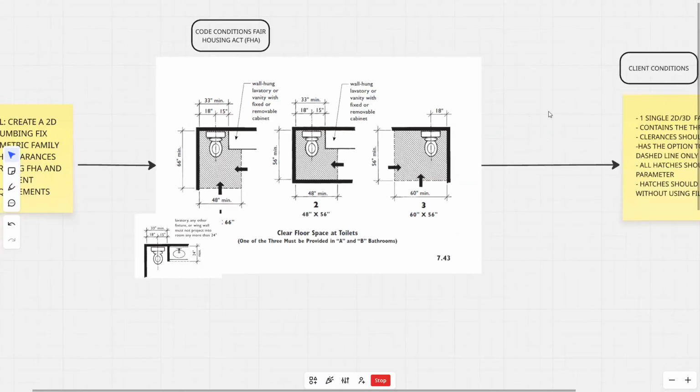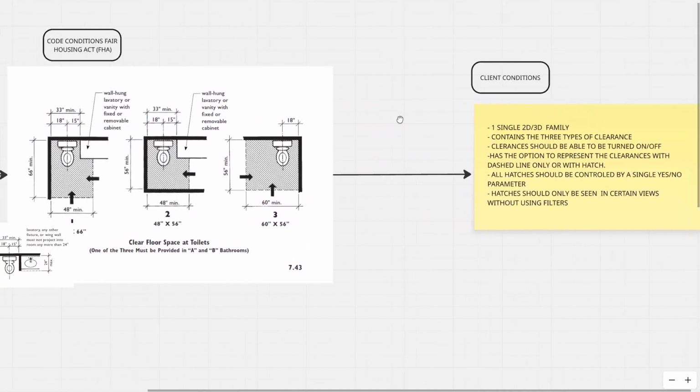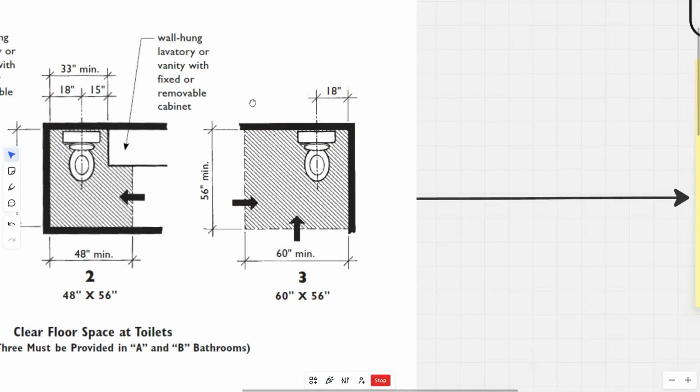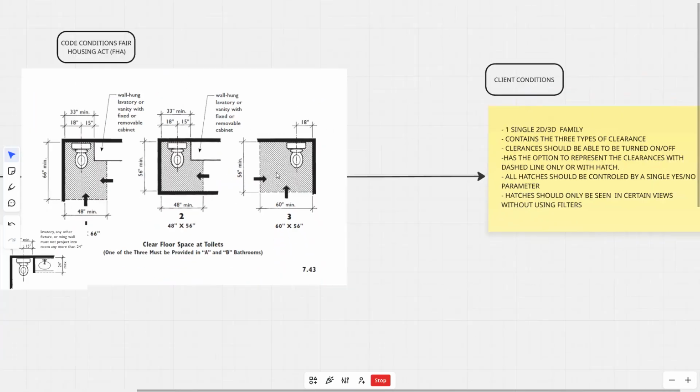And the other thing that we are going to see is how the family should be. So the family should be one single family. We can have three toilets, of course, containing the three types of clearances, and it should represent the hatch or not. How is that? So we can have the ability to only have the border showing or the border and the hatch, right?